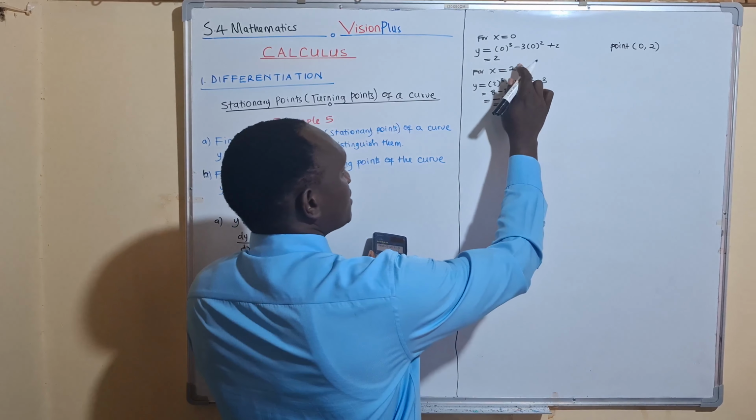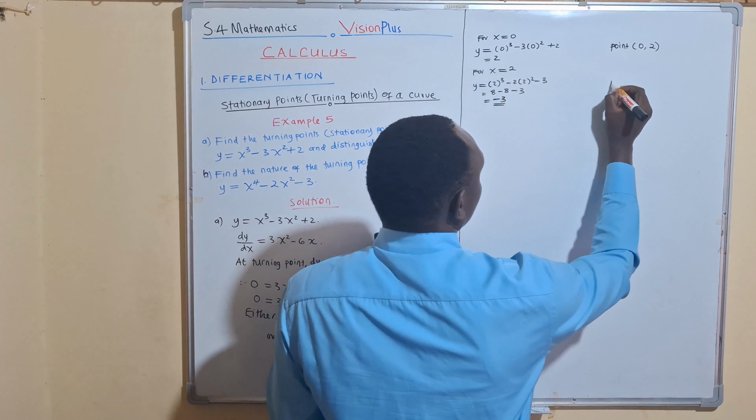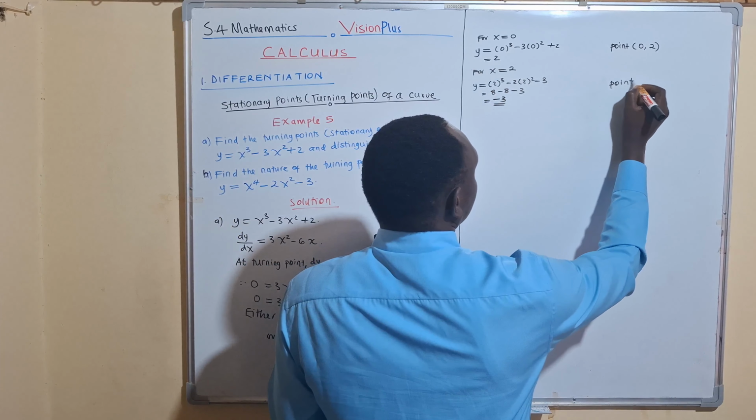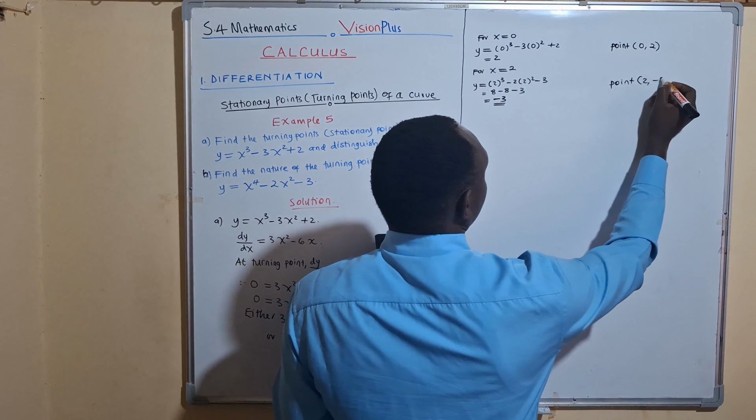Now, when x is 2, y is negative 3. So the turning point as a coordinate point is 2 and negative 3.